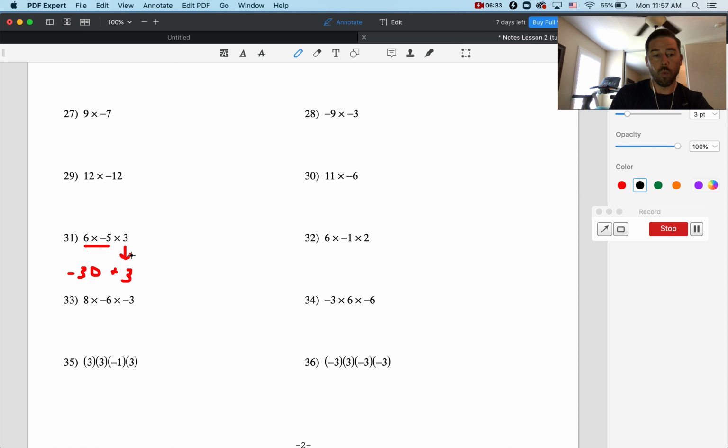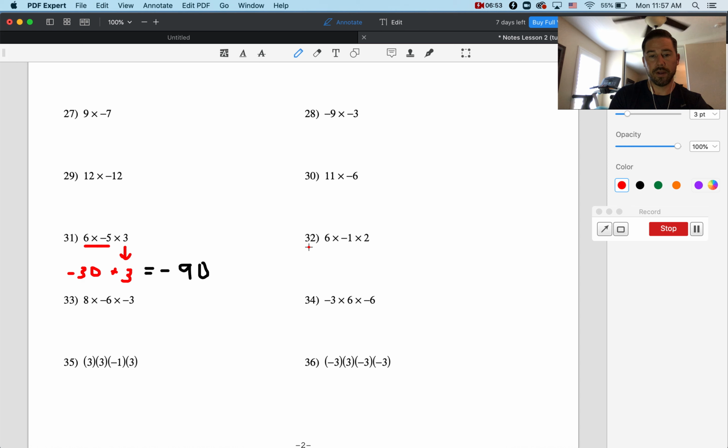You look at the signs again, right? We always want to get signs first. What's a negative times a positive? Are they the same signs or different? Different signs, so we're going to end up with a negative. Always take care of the signs first. And then 30 times 3 is 90.